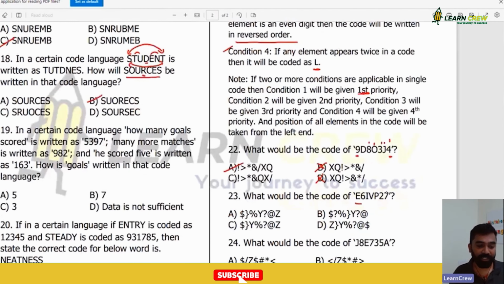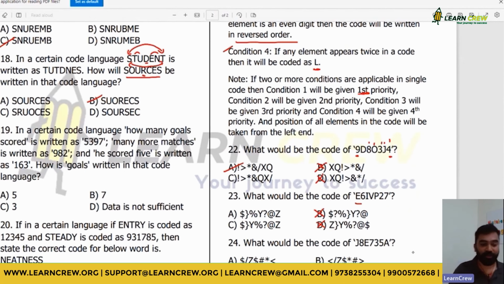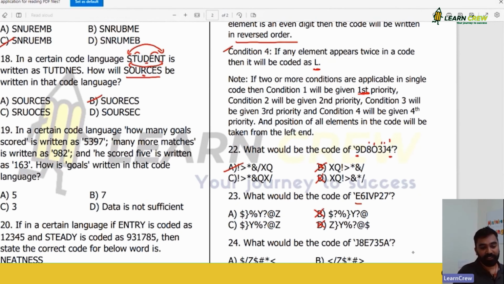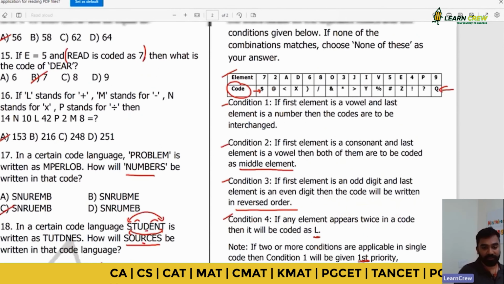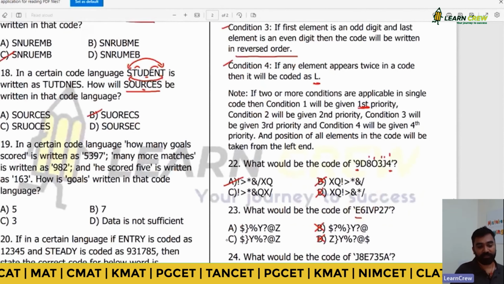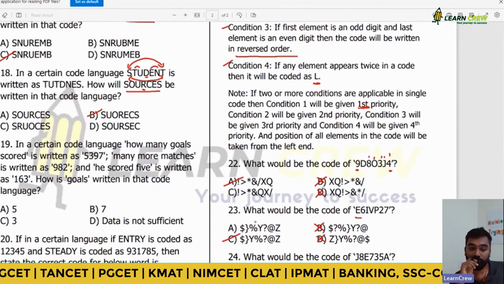First ampersand, last Z means it is either option A or option C, so these two are eliminated. Now compare these two. The third digit is going to change. The third digit is percent I here, right? I is written as Y. So obviously this is the answer. Fine.